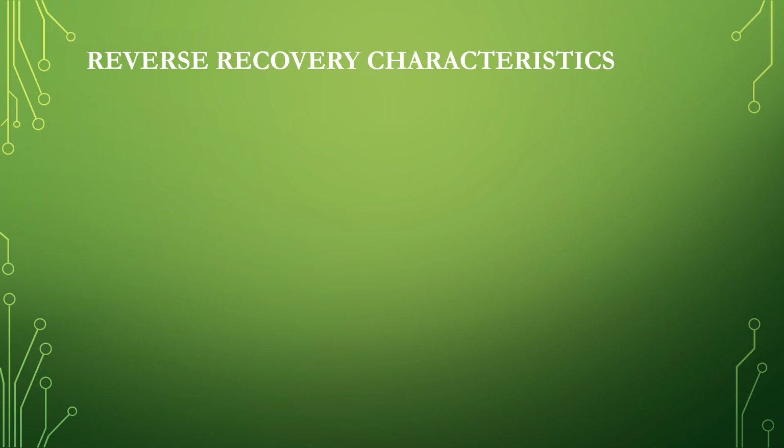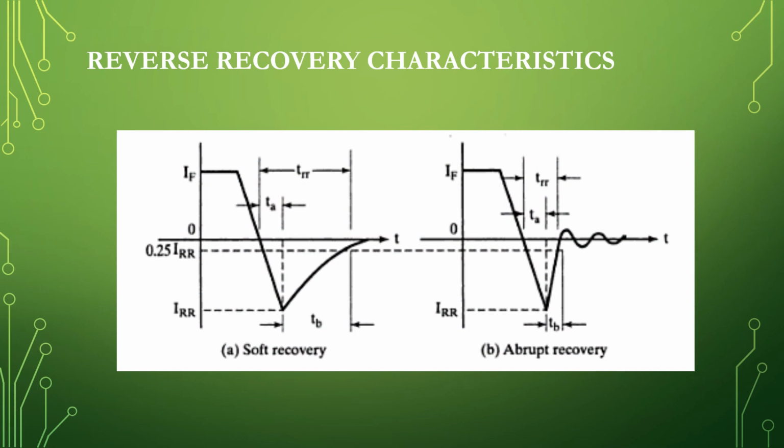Next is the reverse recovery characteristics of the diode, which is very important. We know that the current in the forward biased junction diode will be very high. It is due to the effect of both the majority as well as minority carriers. So when we apply a reverse voltage to the diode, the current reverses its direction and becomes zero. So what is the time taken for the current to become zero? That is what we have to see here.